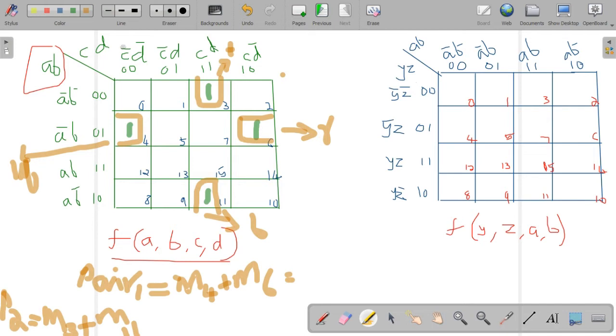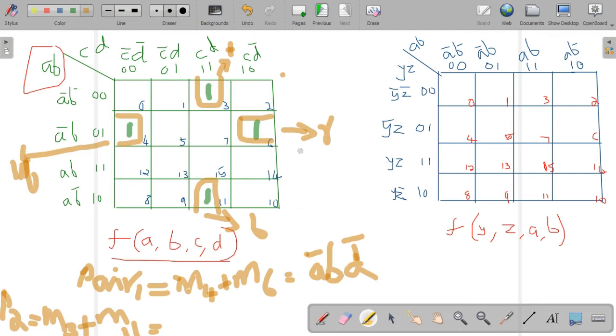M4 plus M6 means you write here A dash B. This is the row A dash B and 2 columns. In a pair only one variable is removed, so C dash D dash and C dash D. Here which one is changing? C dash and C are changing, and we can write A dash B. I am not explaining further, you know how to reduce the pairs. So A dash B, then D dash. This is the first one: A dash B D dash.